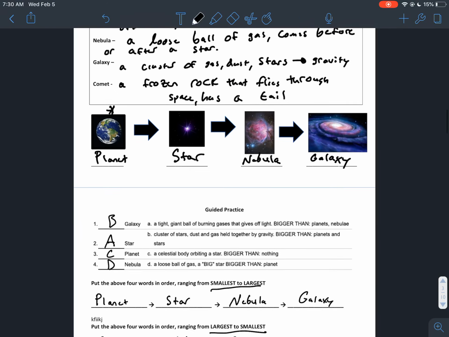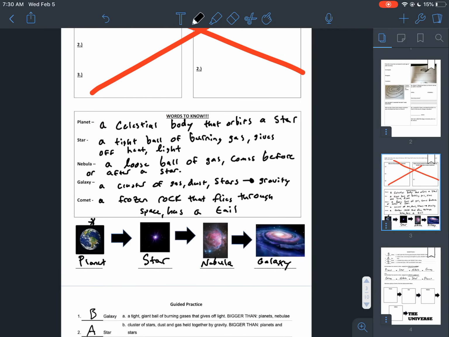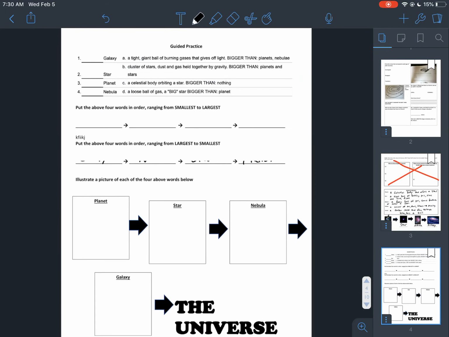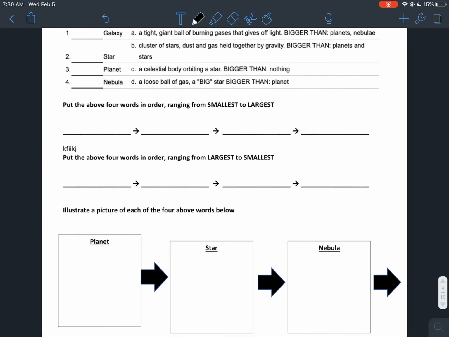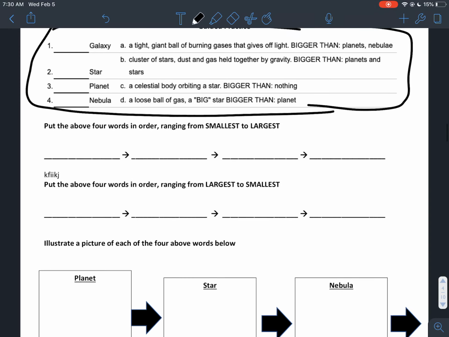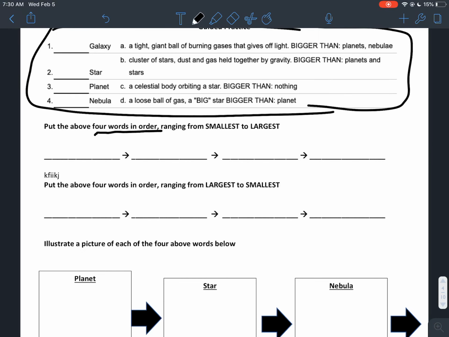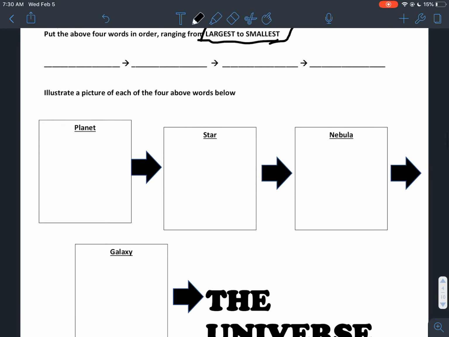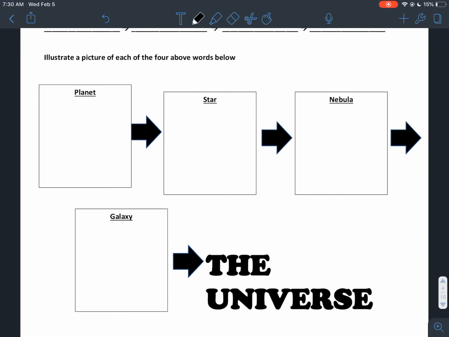Now that you're done with the video, where I want y'all to start, I almost gave you the answers there. Where I want y'all to start is the next page. Up top, you'll start by matching the definitions. Next, you'll put the 4 words in order, from smallest to largest. Use your notes to help you. Then you'll put the words in order from largest to smallest. Again, use your notes. And then finally, the rest of this guided practice time, I want you to draw a picture of each of the 4 words above.